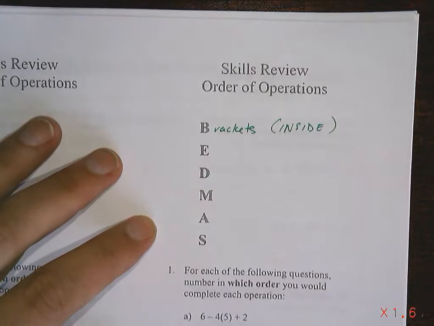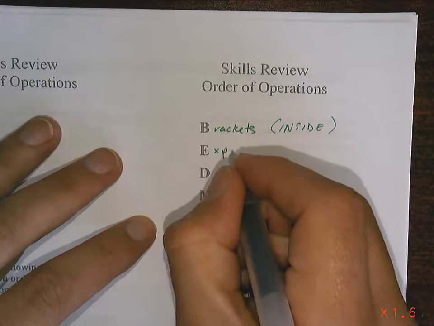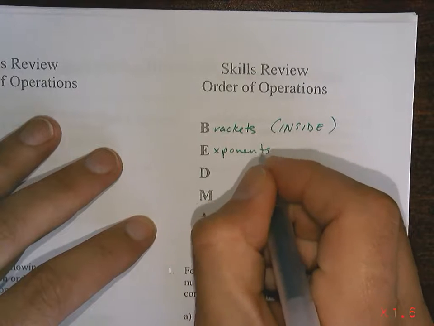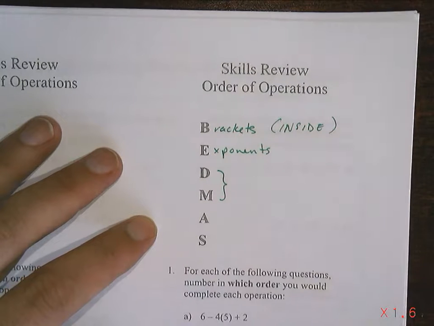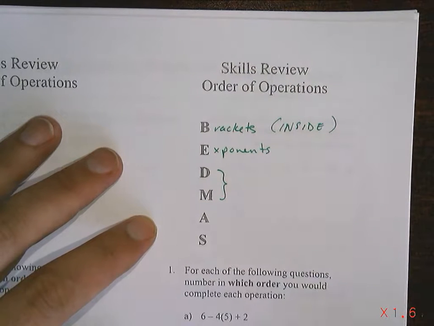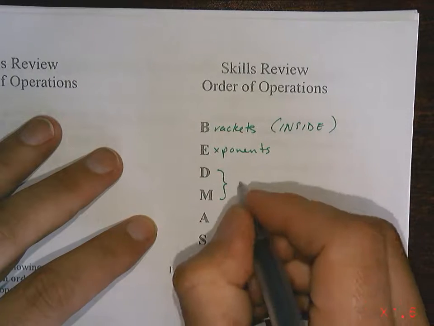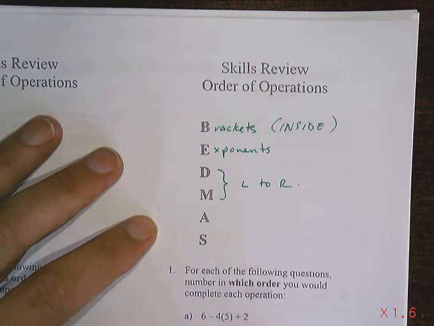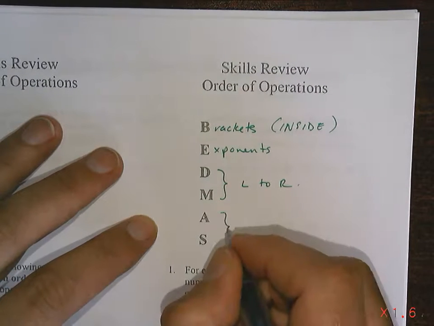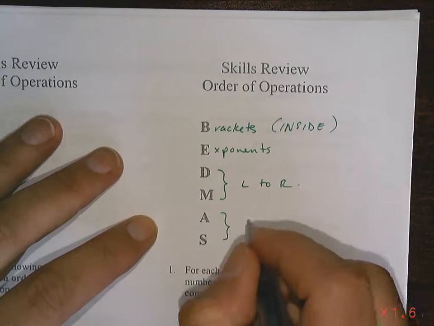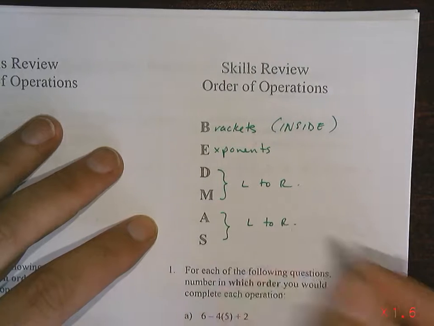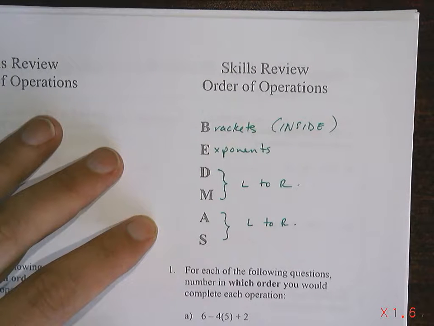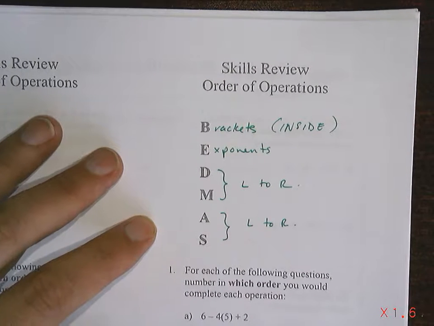Some people have learned PEDMAS for parentheses. They put a P in front of there. That's fine. Exponents come next. Division and multiplication in the order that they appear left to right. It doesn't matter which one comes first, left to right. Addition and subtraction in the order that they appear left to right. Doesn't matter which one comes first, you put them in the order that they appear left to right.